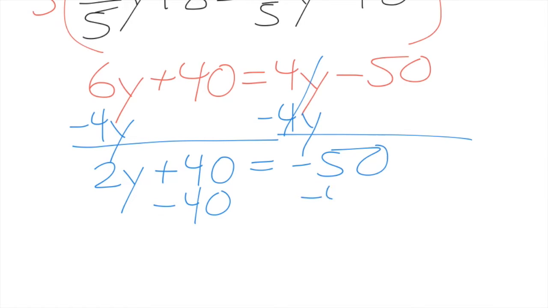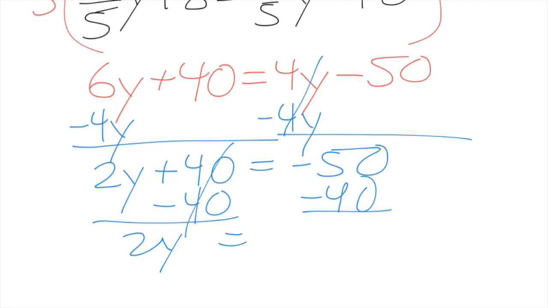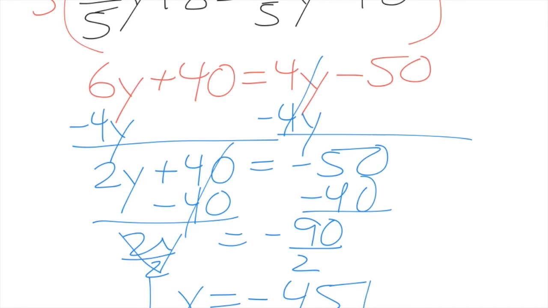Subtract 40 from both sides, and I get 2y equals negative 90. And then divide both sides by 2. So y is equal to negative 45. And that is the correct answer.